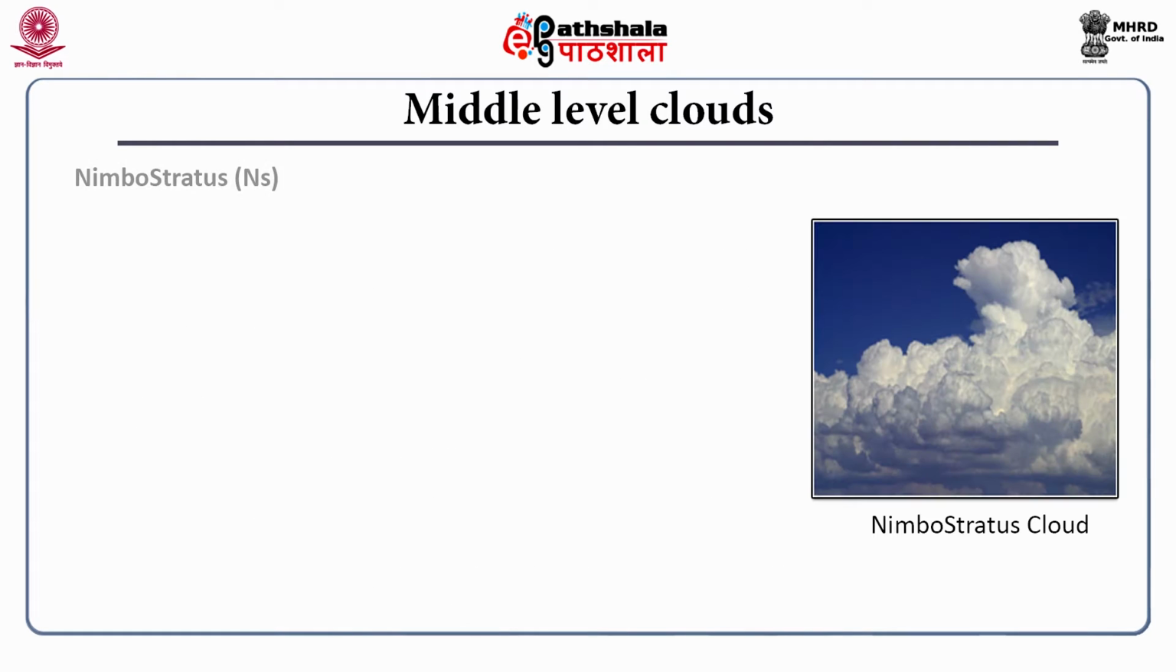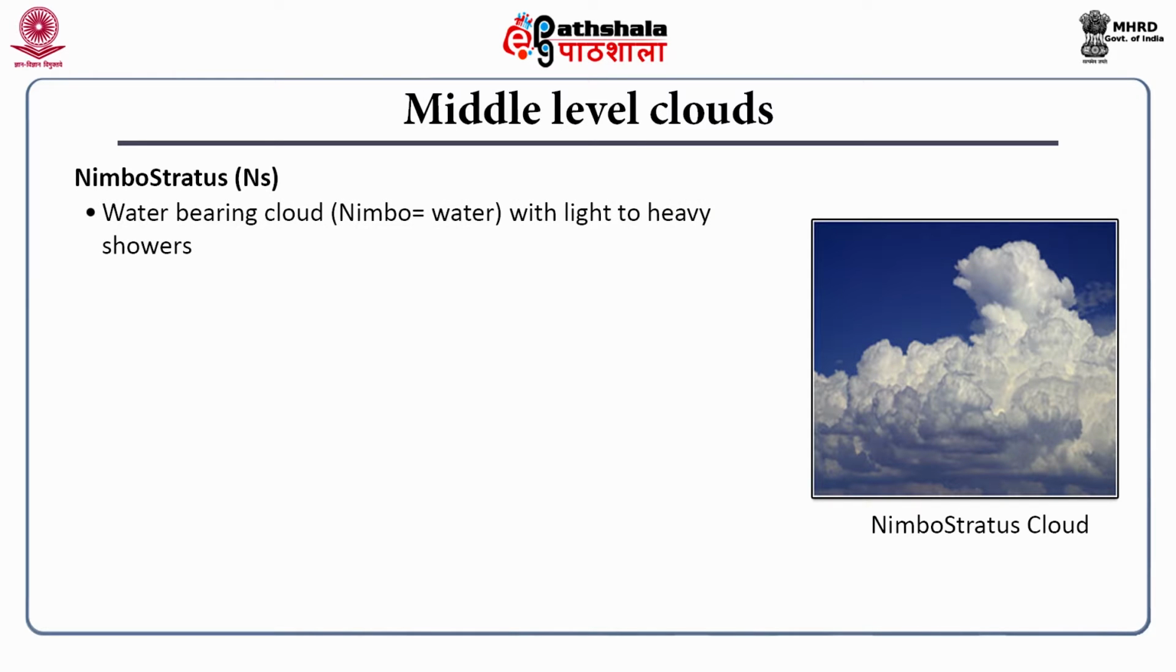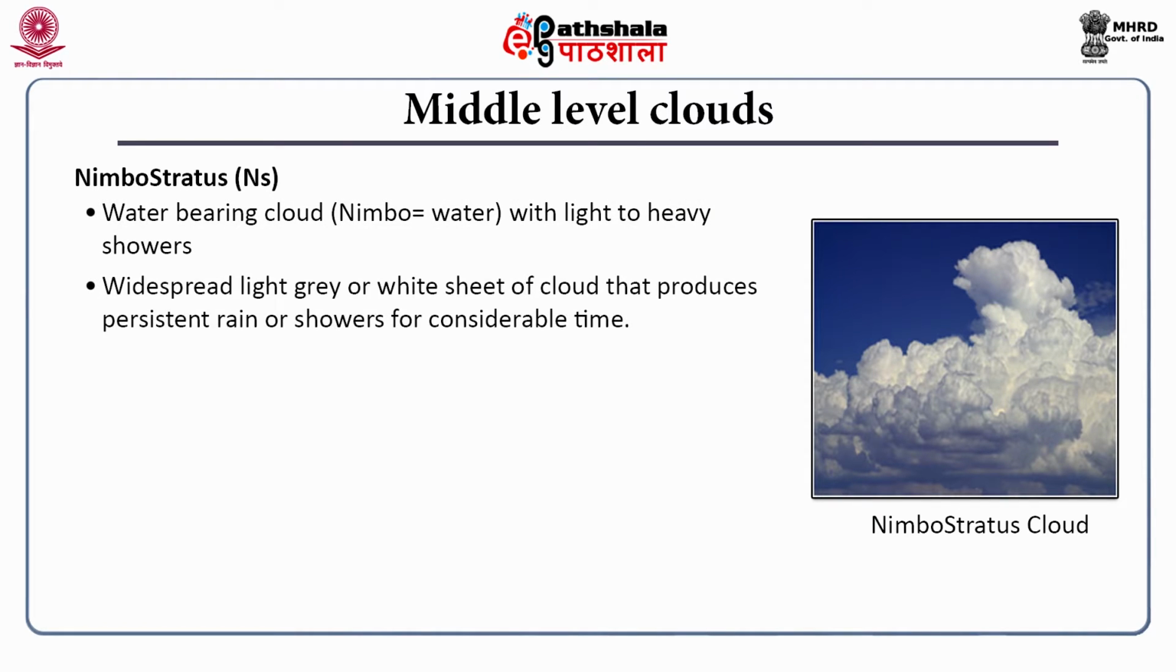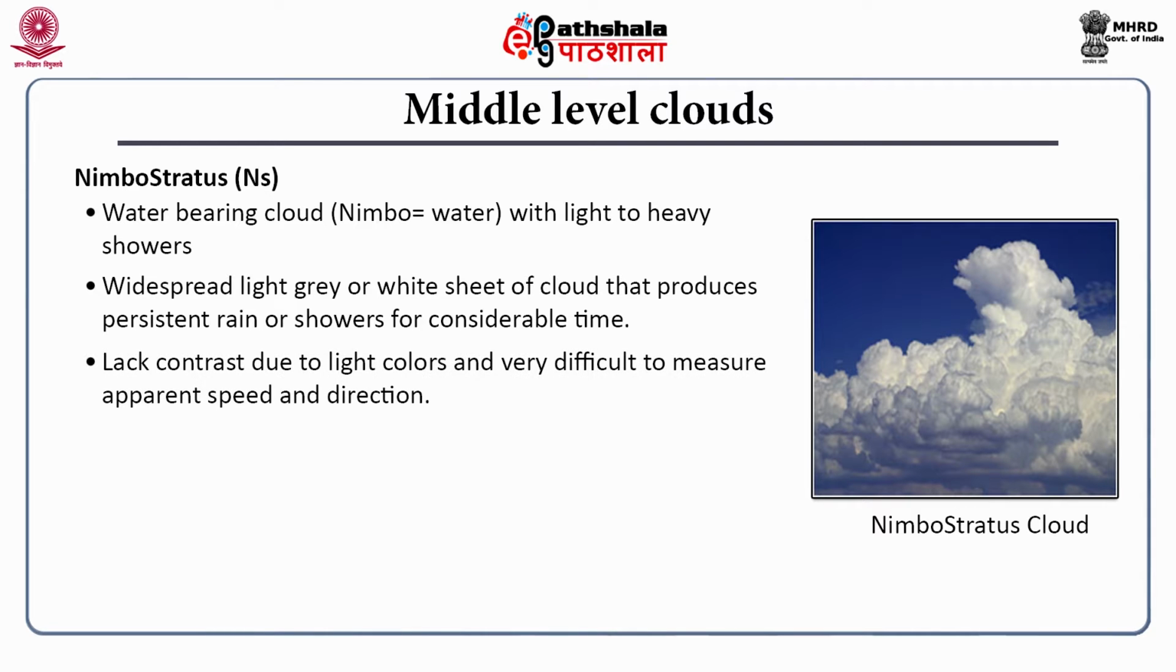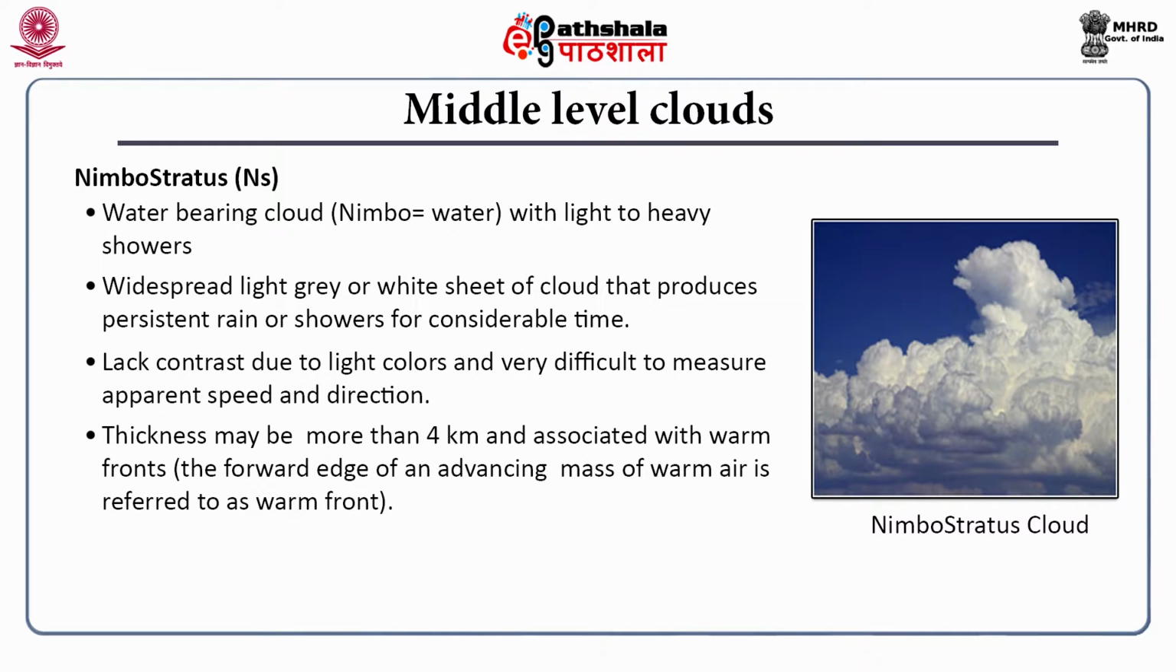The third type is nimbostratus. This is a water-bearing cloud with light to heavy showers. It's a widespread, light grey or white sheet of cloud that produces persistent rain or showers for considerable time. It lacks contrast due to light colors, and it is very difficult to measure apparent speed and direction. The thickness may be more than 4 km, and it is associated with warm fronts.